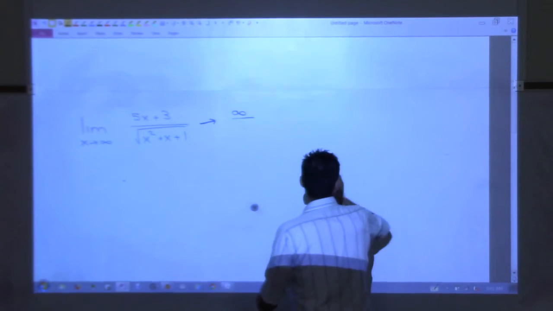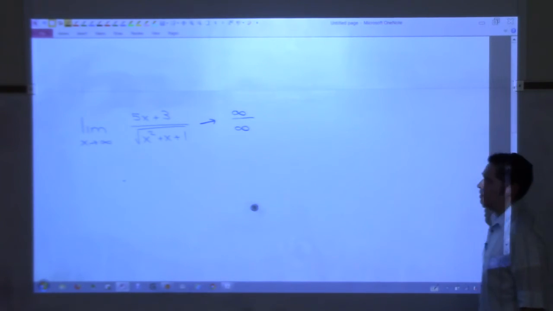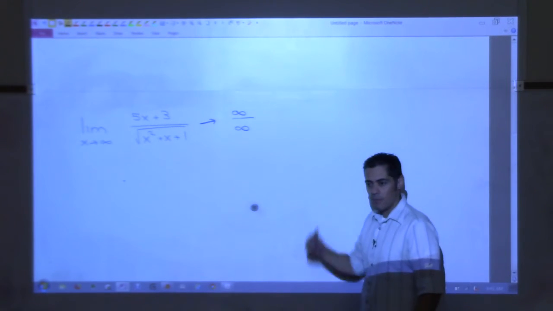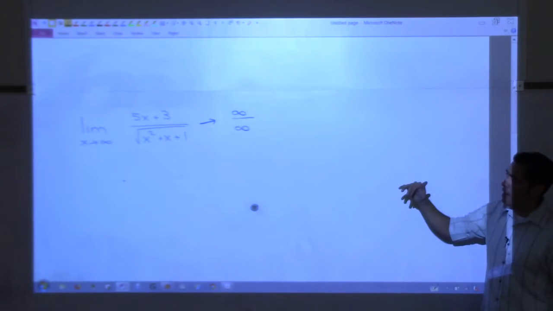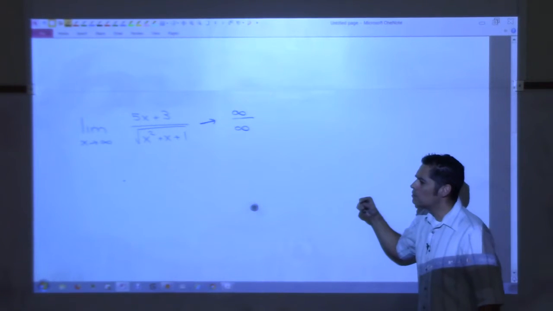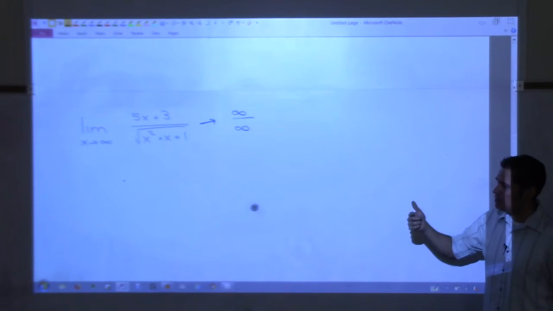All right, so we said top is infinity, and then did we agree that the bottom is infinity also? Yeah. Okay. So we have to do some algebra. What are your thoughts here? Multiply top and bottom by 1 squared? 1 over x squared? Is that what you meant?